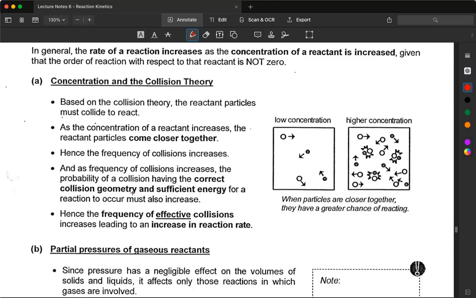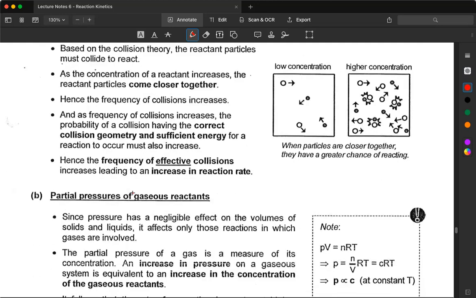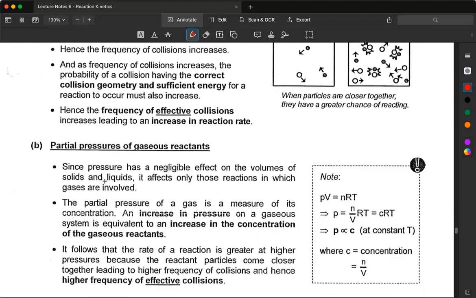Remember, effective collision involves the right molecular geometry. So with more collisions per unit time, you will expect a higher probability of correct collision geometry. How about partial pressure? Pressure has a negligible effect on the volume of solids and liquids.